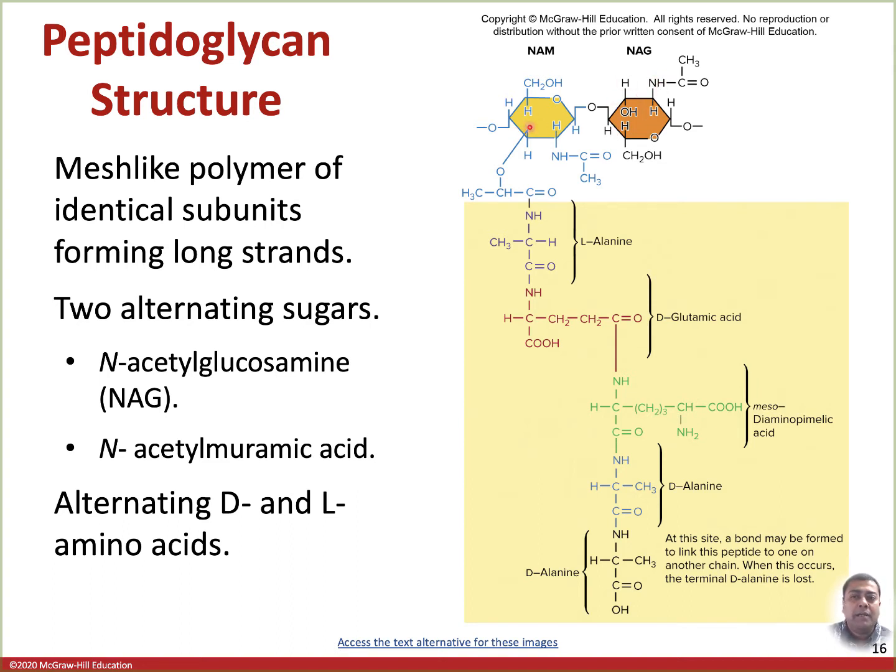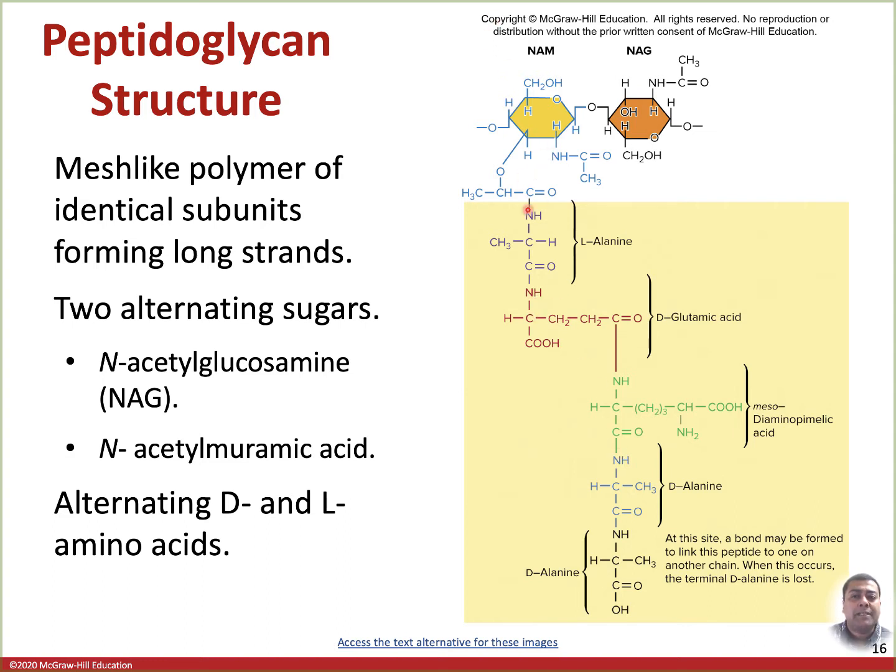These two are bonded right here, and these are the alternating molecules. So what you are going to see is NAM, NAG, NAM, NAG, NAM, NAG. This chain is elongated, and it will just go on like this. So these are the backbone of the peptidoglycan structure. From this backbone, there are some peptides attached to it.